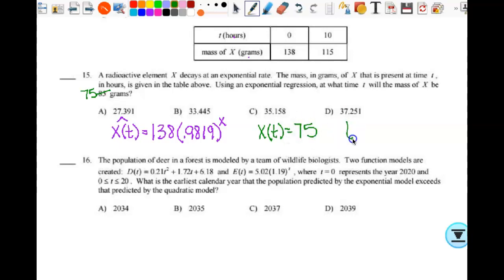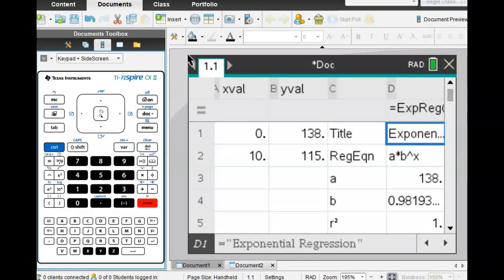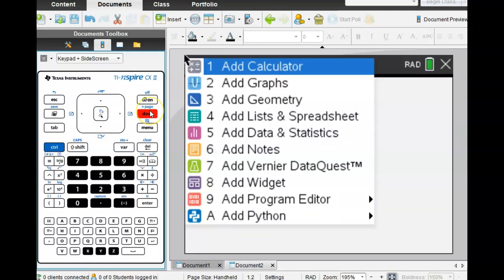And what is t? That's what I'm looking for. So if I knew what t was and I wanted x of t, then I would go to my calculator screen and do f1 of whatever. But that's not what this is asking me for. This has given me the y value. When it gives me the y value, I need to look at a graph. So I need to add a graph.